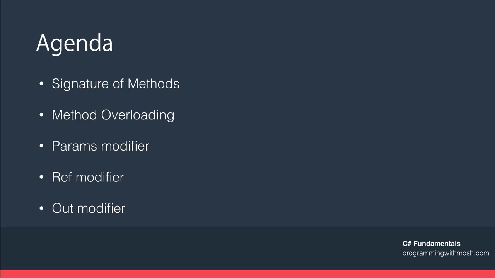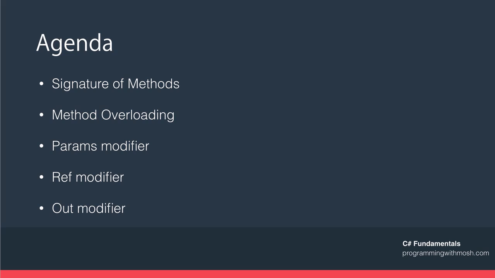Plus, there are areas in the .NET framework where you have to use the out modifier. So I want you to know how to use them, even though I'm not going to advise you to use the out modifier when designing your classes and methods. We'll see the reasons later in this lecture.